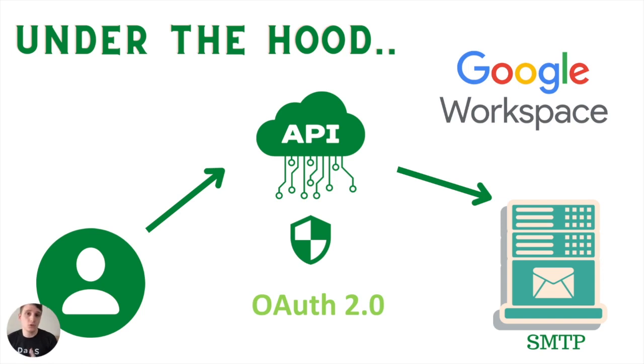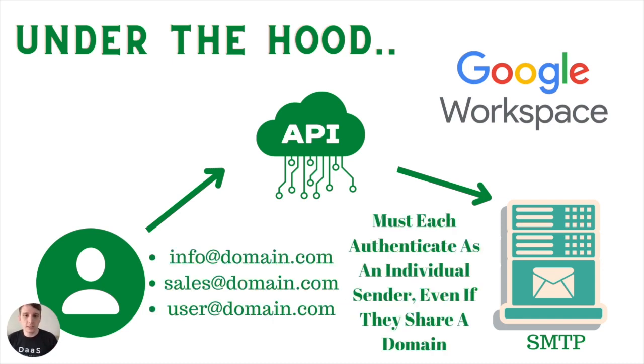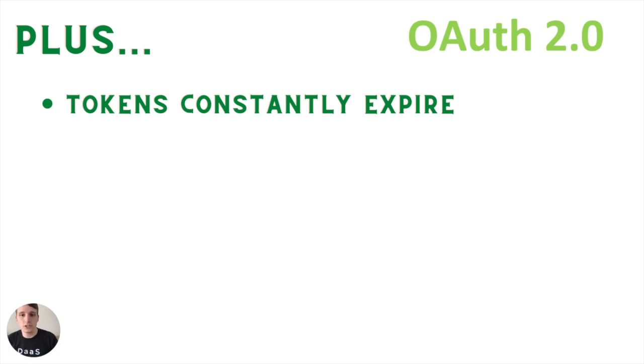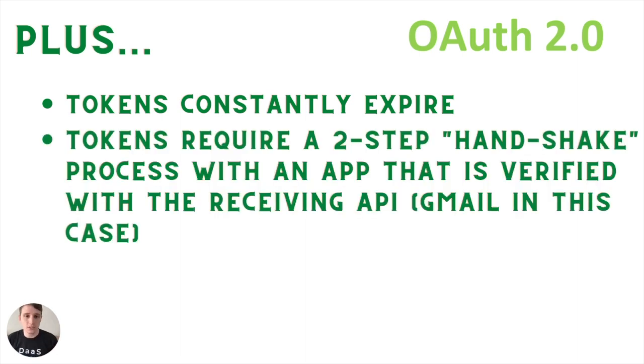Now compare that to Google Workspace. Under the hood, they use Gmail, and Gmail's API requires that you authenticate with OAuth 2.0. Basically, this means that each user must authenticate as an individual user. You can't just authenticate as an entire domain. Everybody has to sign in individually as their own user. Plus, the tokens constantly expire with OAuth 2, so you never have one token last very long. With Gmail specifically, I think it's like an hour. With others, it's like a day. So these are constantly expiring tokens, which makes them really secure.